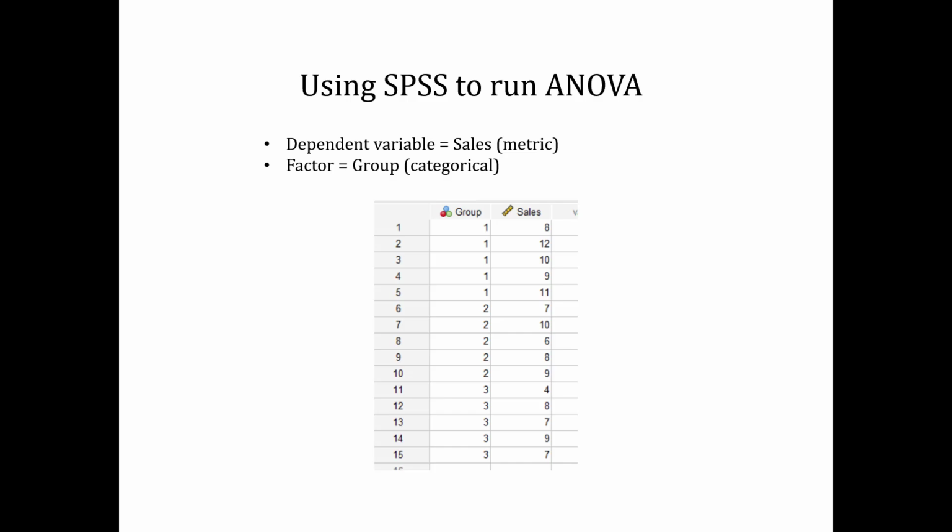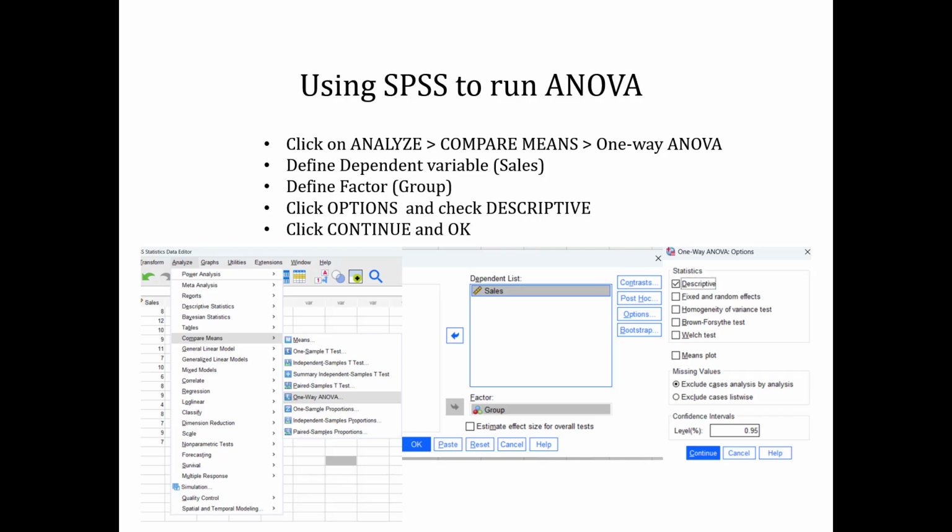In SPSS, the grouping variable is called a factor. To run the ANOVA, click on Analyze, Compare Means, One-Way ANOVA. Define the dependent variable, which is sales. Define the factor, which here is group. Click Options and check Descriptive. Click Continue and OK.